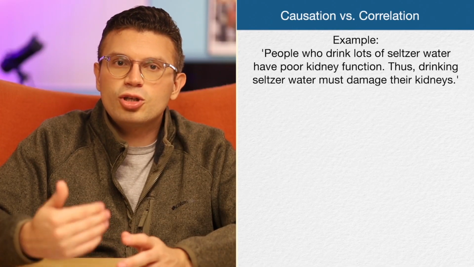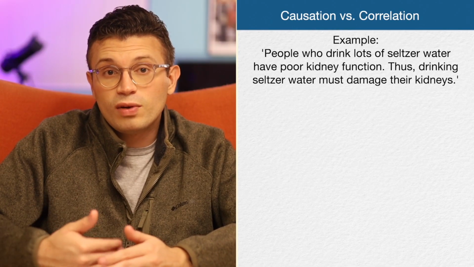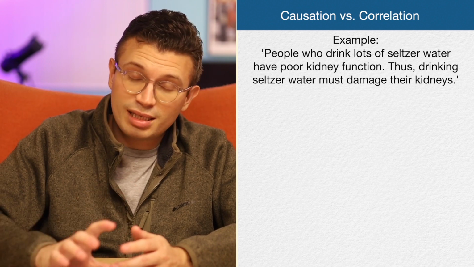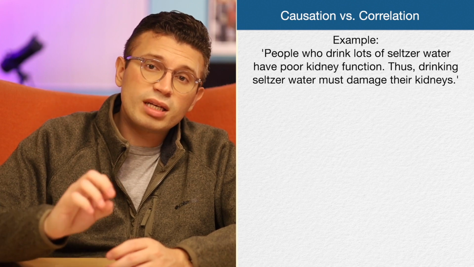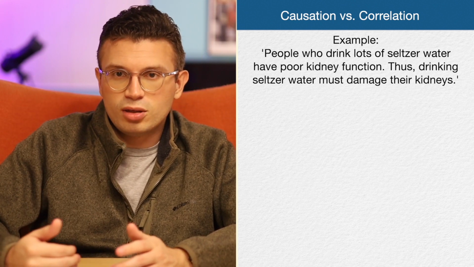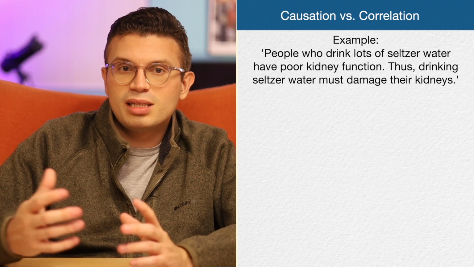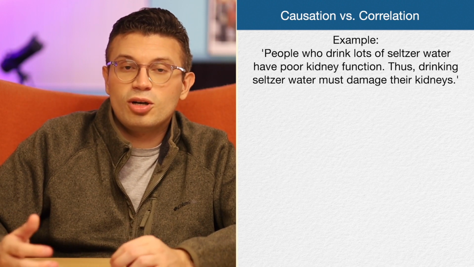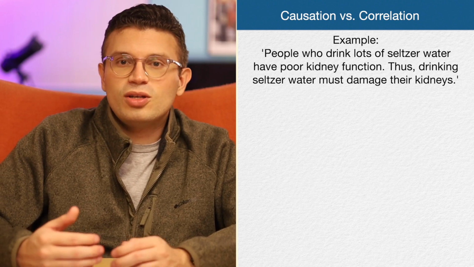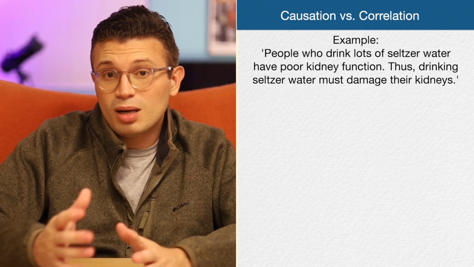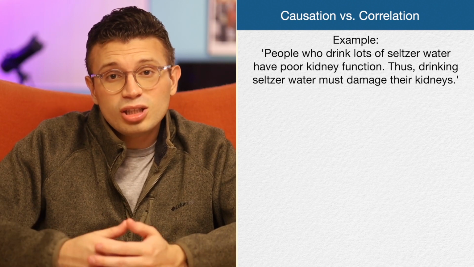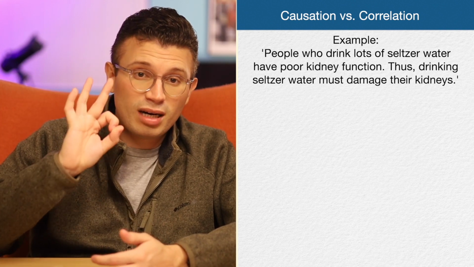All right, so if we're being smart test takers and we read a causal setup such as this one that I just gave you, we should know that we have 3 perfectly good scenarios, okay? And I'm going to give you an example right here, and I'm going to walk you through those scenarios. So, people who drink lots of seltzer water have poor kidney function. Thus, drinking seltzer water must damage their kidneys. Okay, watch out, LaCroix drinkers. All right, so we have our observation here, and then we have the author's explanation for that observation and the conclusion. Logically, for this kind of setup, you have 3 different options.